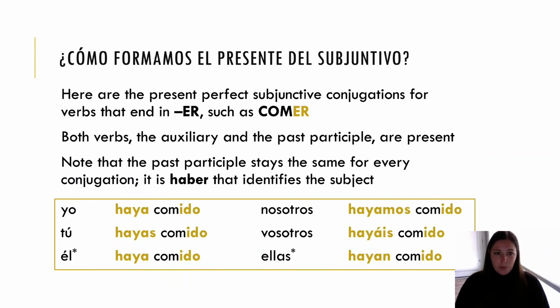Here are your answers of the present perfect subjunctive conjugations for verbs that end in er, such as comer. Remember again that it's haber that identifies the subject and changes every time, but the participle ido, comido, stays the same.